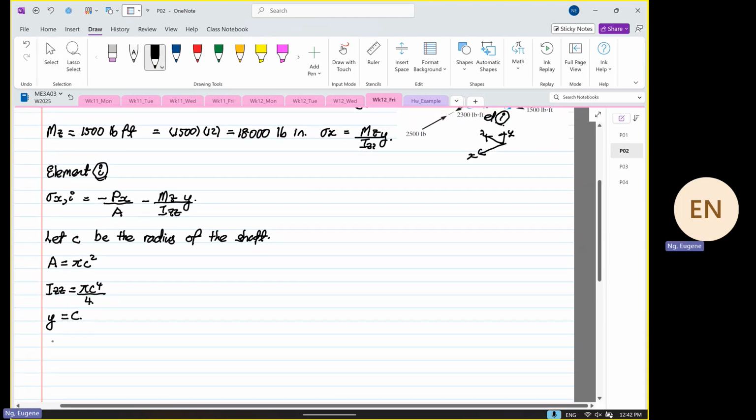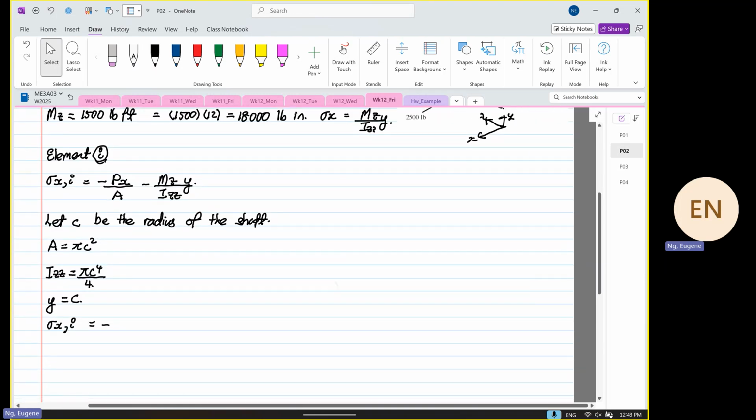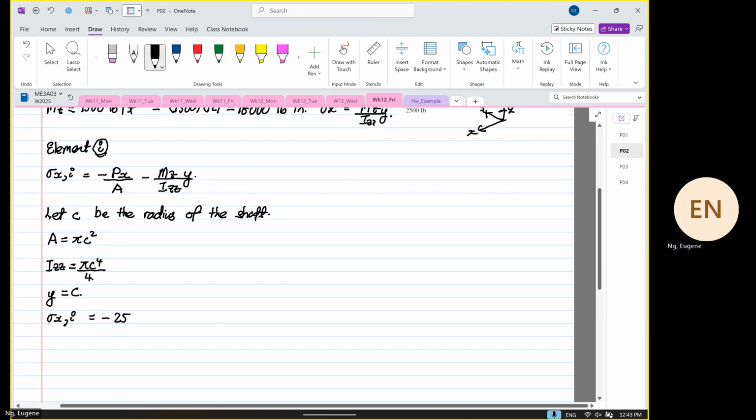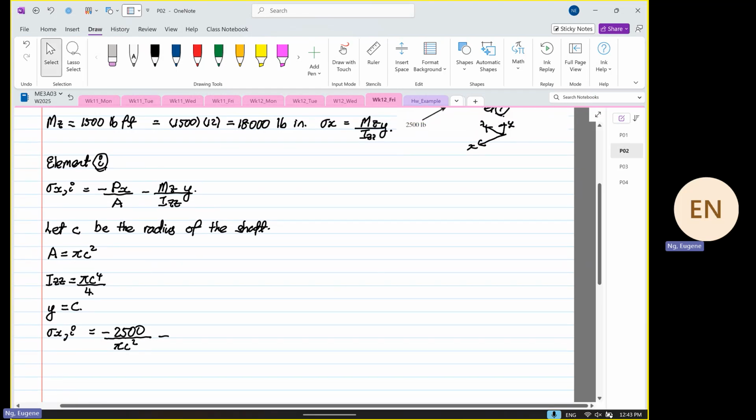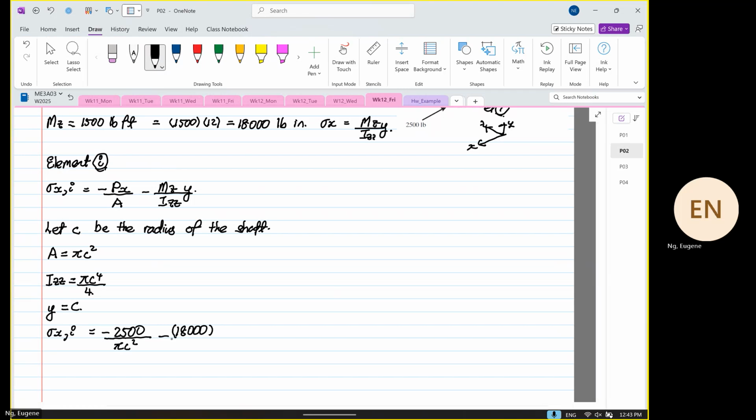So from here, we can calculate the normal stress at point I. It is minus Px, which is 2500, divided by the cross-sectional area, which is pi c squared. And this is minus the moment, which is equal to 18,000, divided by pi c to the power 4, the whole thing divided by 4, and then we multiply by c.